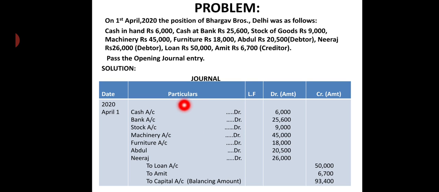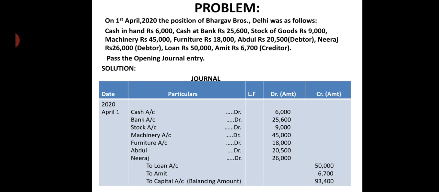Debit side items will be written here with that appropriate amount which is shown in the question. And for the two items of credit, that is loan and Amit, who is one of our creditors, that will be written like it is provided over here. To loan account 50,000 on the credit side, and to Amit account 6,700 on the credit side. If you make total of debit side and credit side, you can find out that that will not tally. What is missing here? Capital is missing.